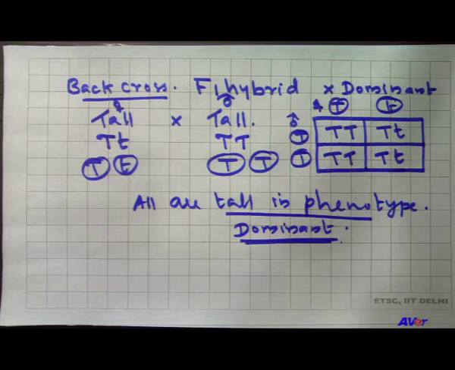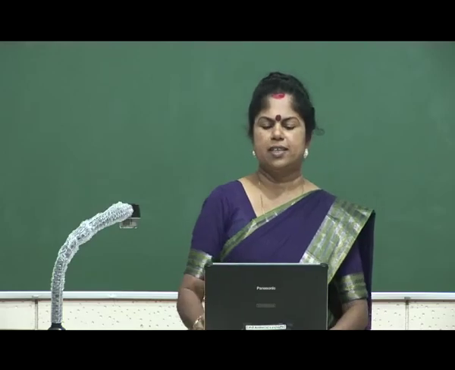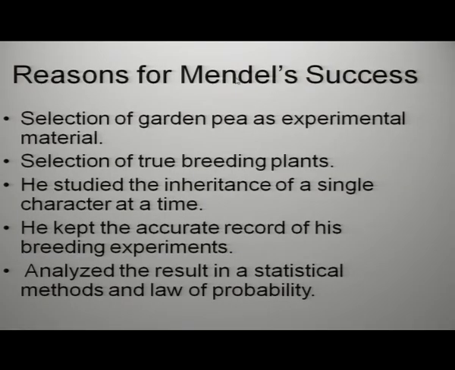Mendel's work remains successful. So, what were the reasons for his success? First of all, it was the selection of an ideal or a suitable experimental material. You all know that the experimental material is Pisum sativum, that is garden pea. And second, the intelligent decision he made was the selection of a true breeding plant for his hybridization experiment. You all know true breeding? Yes, it is a pure line homozygous plant.